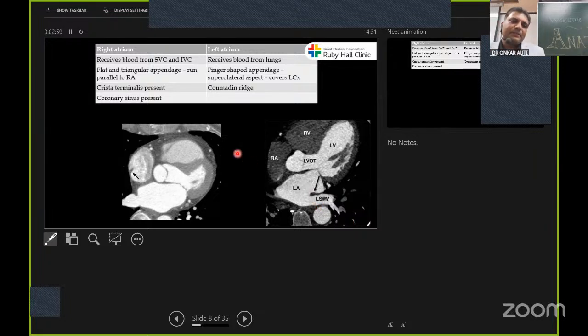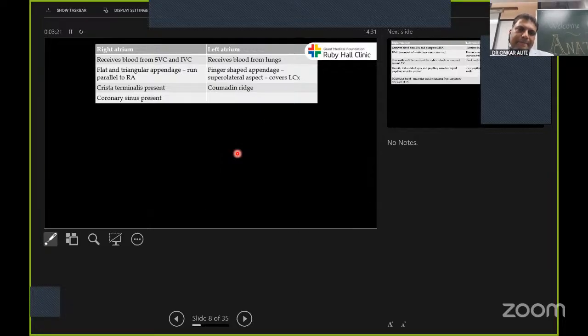And thirdly, the coronary sinus eventually drains into the right atrium. What is the coronary sinus? The coronary arteries supply blood to the LV and the heart, and the coronary veins drain the blood from the heart into the coronary sinus. That coronary sinus is eventually connected with the right atrium. Okay.